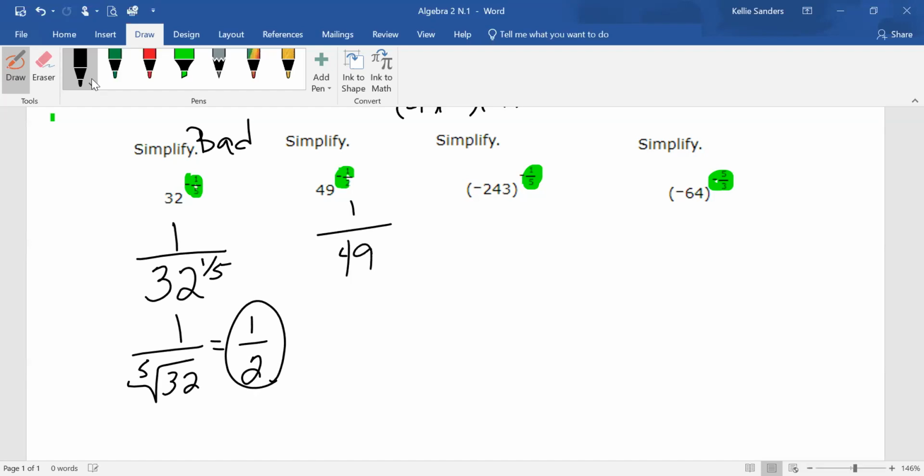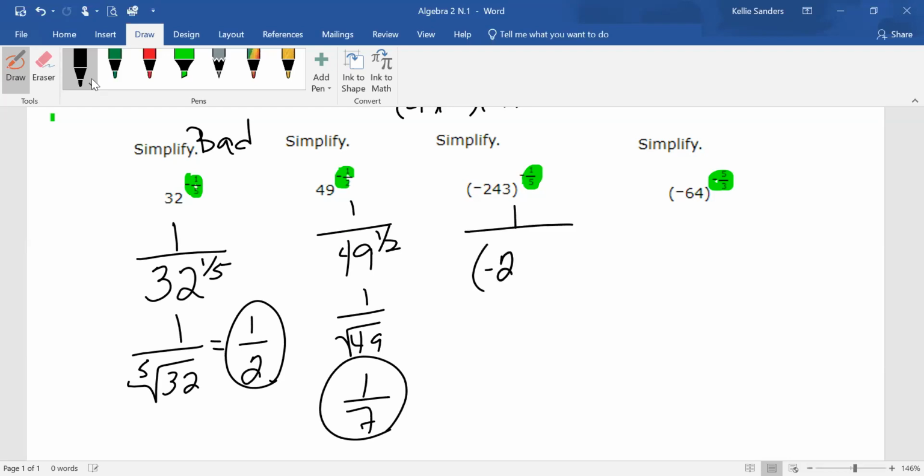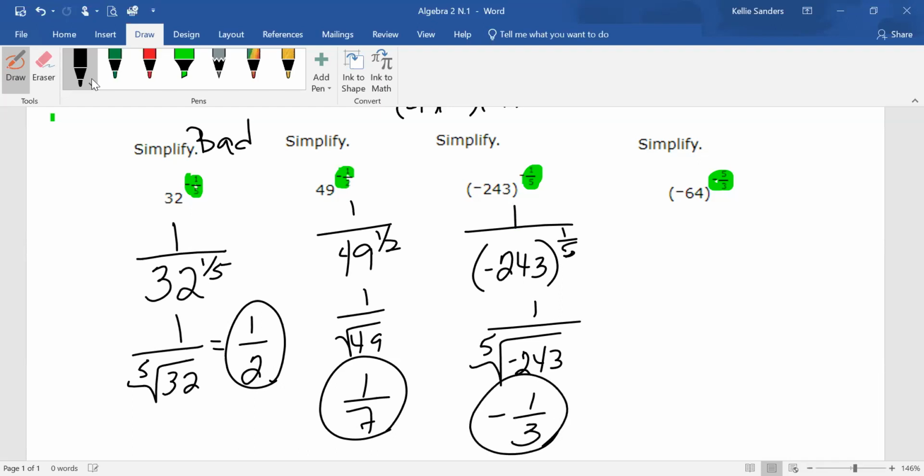1 over 49 to the positive 1/2 is 1 over the square root of 49, so 1 over 7. 1 over, now the -243 stays negative because the -243 isn't a negative exponent. It's just a negative number, so it's going to stay, but the -1/5 is what's going to change to positive 1/5. So 1 over, and your answer is going to be negative. There you go.